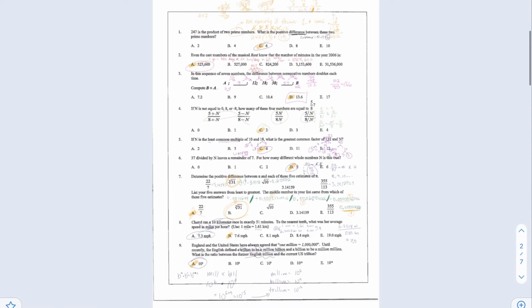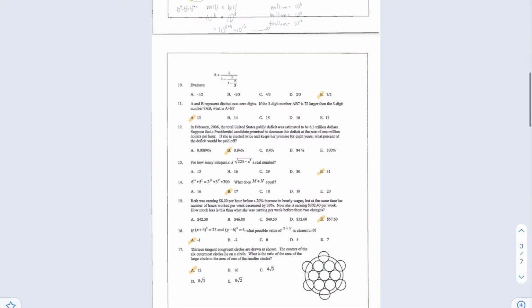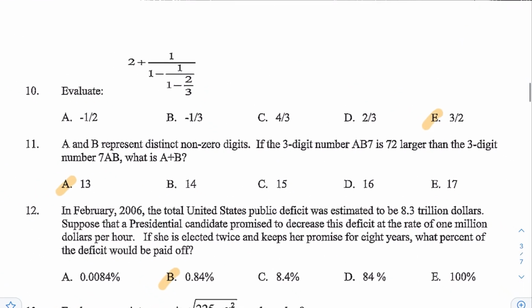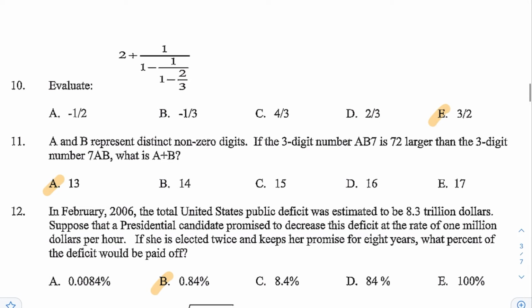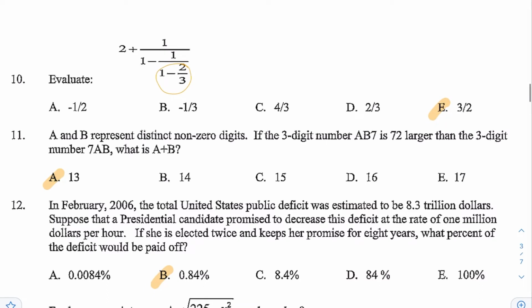So here's a summary for this page. Just be careful of the typo for 7 and 8. Next for number 10, you have this complex fraction. And here what you have to do is figure out the innermost fraction, and 1 minus 2/3 is equal to 1/3. So now this piece will become 1 minus 1 divided by 1/3.